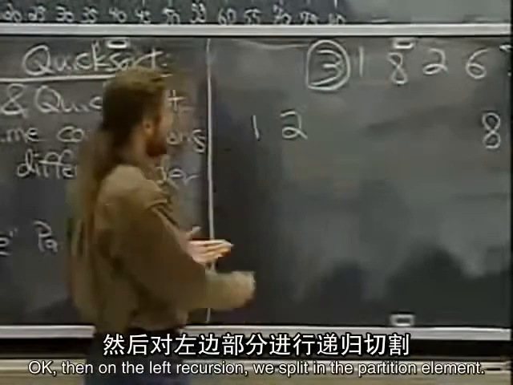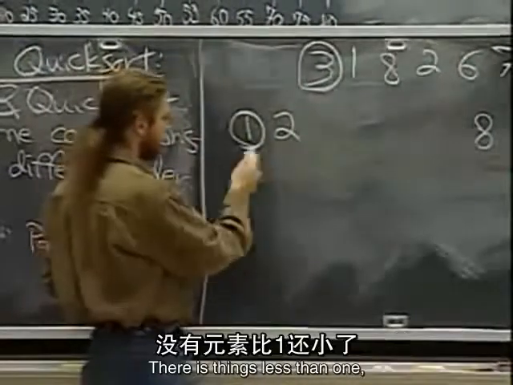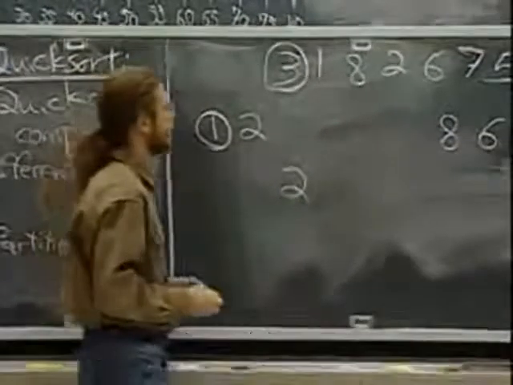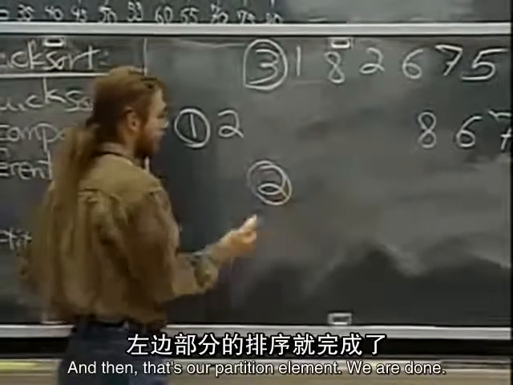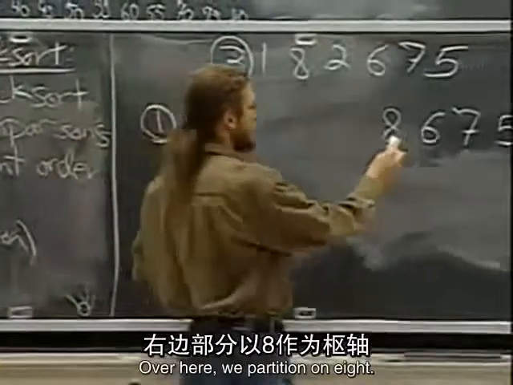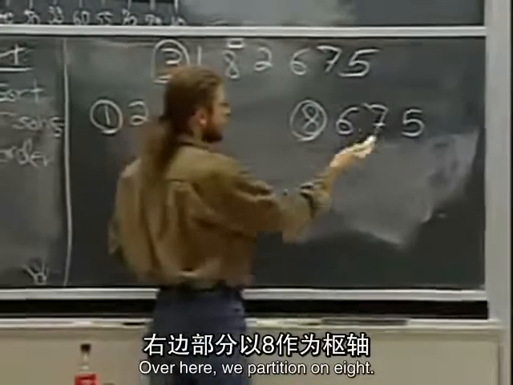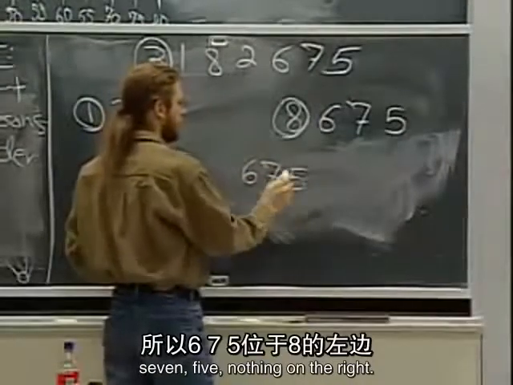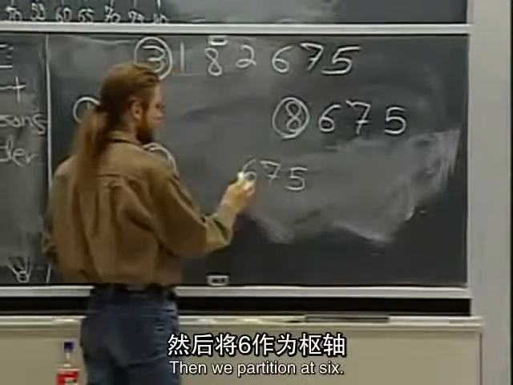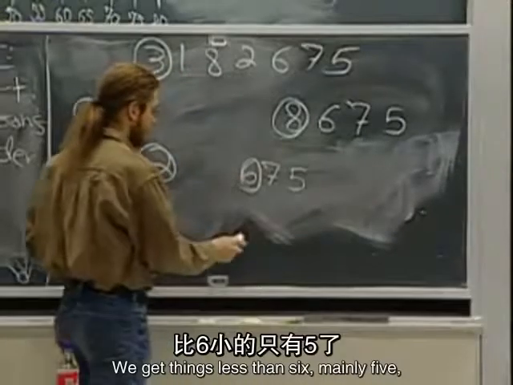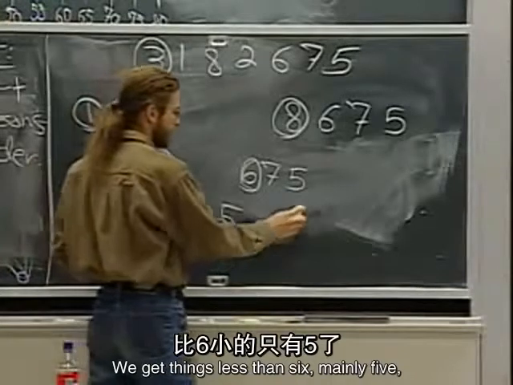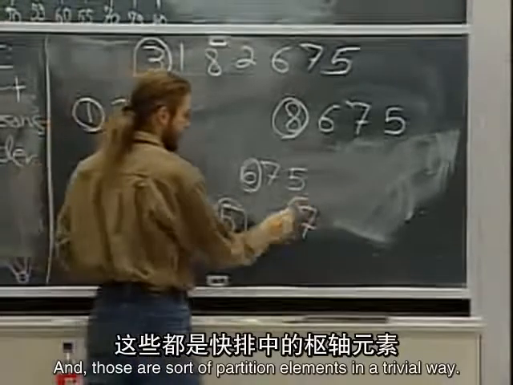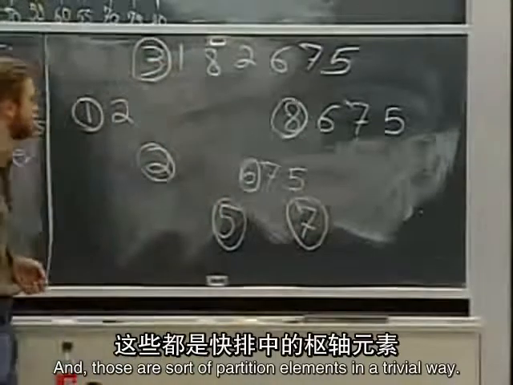OK, then on the left recursion, we split on the partition element. There's things less than 1, which is nothing, things bigger than 1, which is 2. And then that's our partition element, we're done. Over here, we partition on 8. Everything is less than 8, so we get 6, 7, 5. Nothing on the right. Then we partition at 6. We get things less than 6, namely 5, things bigger than 6, namely 7. And those are sort of partition elements in a trivial way.